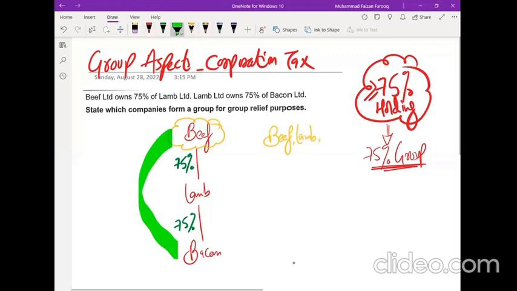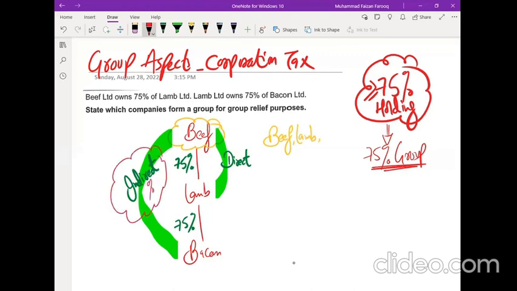See, this one, Beef in Lamb, is known as direct holding. You invested directly, but this other one is known as indirect holding. Indirect means you own some company and that company owns another. Like the grandparents have kids and they have their own kids. Father has a direct relationship with the children. Grandfather has a relationship with the grandchildren, but the father is in between. This type of thing happens in companies as well. So we have to calculate the indirect holding percentage.